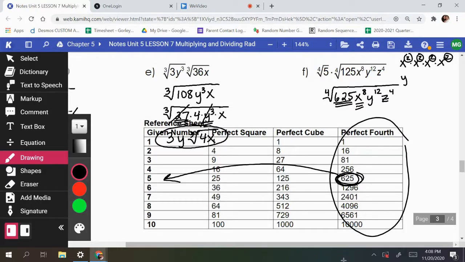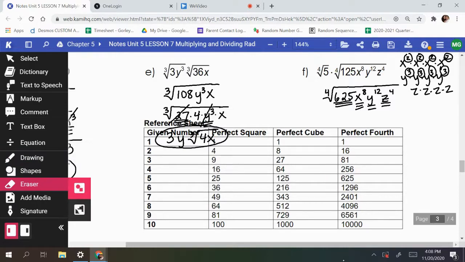Couldn't I do, what is it? Y cubed, y cubed, y cubed, y cubed 4 times? 3, 6, 9, 12. Yep, that works. And z to the 4th would be z times z times z times z. So yeah, these are all perfect, really.